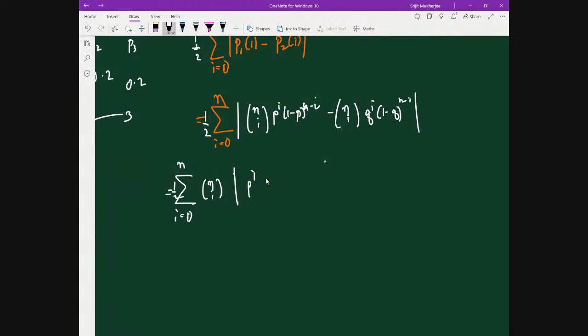So it's p to the power i into (1 minus p) whole to the power n minus i, minus q to the power i into (1 minus q) whole to the power n minus i. I don't think there's a good way of getting through this. I don't really see anything. But we can plot it, fixing q, we can plot it. I don't know if I have time to do that now. But let's not do that.